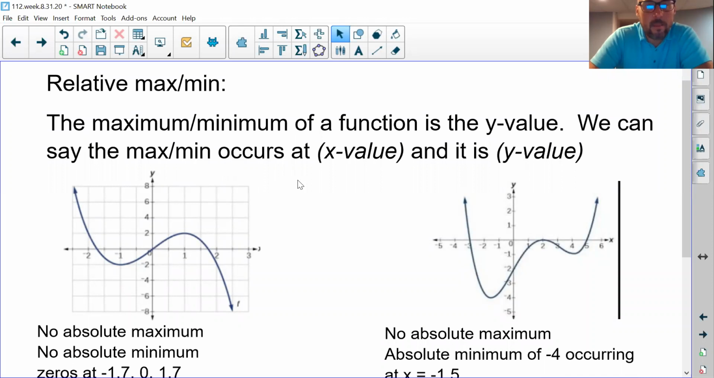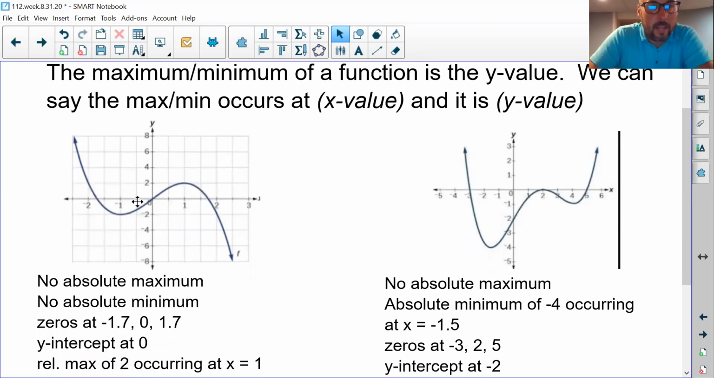The maximum and the minimum are y values. But you have to be careful with the question, because the max and the min are the y, but it's also important to know when does that happen? Where does that happen? And that's the x value. So we could say that the max and the min occurs at what x value? In other words, when does it occur? What x? And the max and the min is, what's the y value that it actually is?